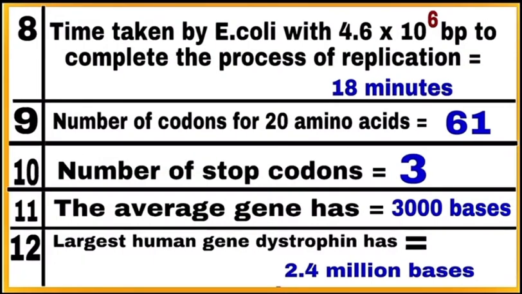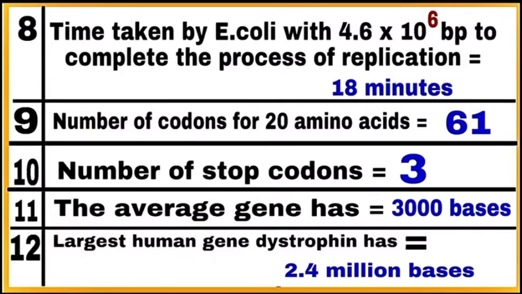8th point, time taken by E. coli with 4.6 × 10^6 base pairs to complete the process of replication is 18 minutes. E. coli takes 18 minutes to complete the process of replication. Point 9. Number of codons for 20 amino acids. 61 codons are responsible for coding 20 amino acids.